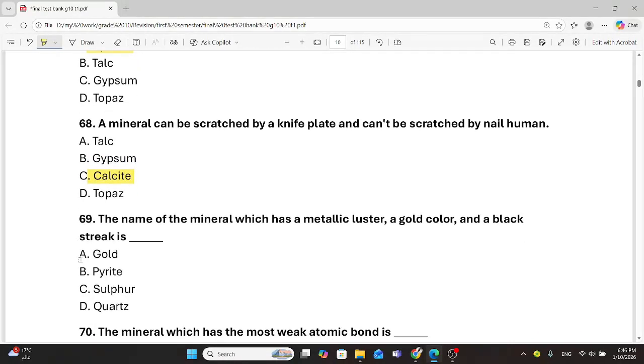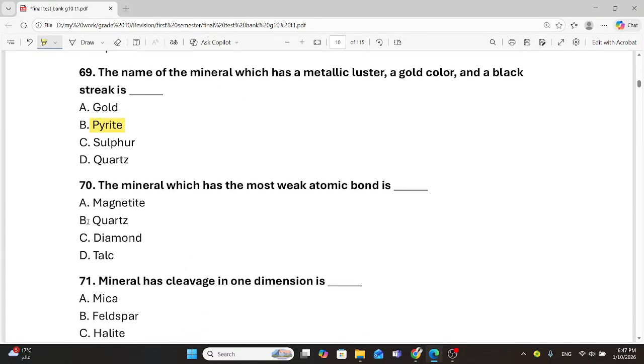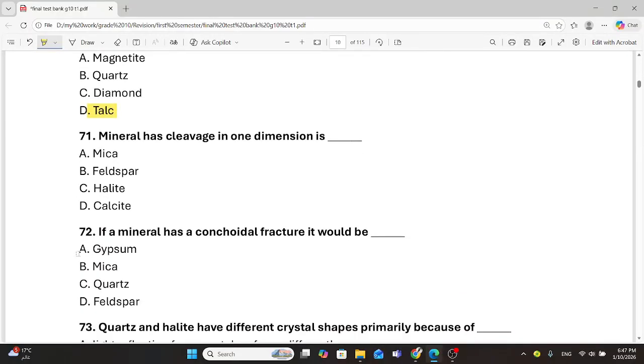Name of mineral which has a metallic luster, gold color and black streak. طيب metallic luster gold color black streak is البيرايت اللي هو شبيه الجولد. The mineral which has the most weak atomic bond is atomic bond القوة بالhardness اللي هو التلج. Mineral which has cleavage in one dimension is mica.